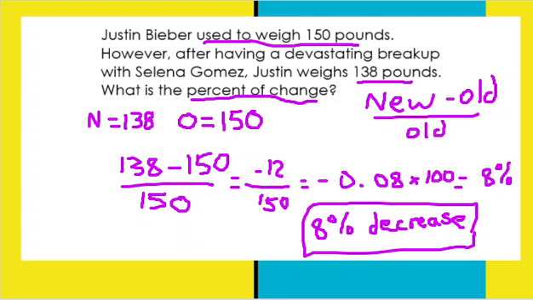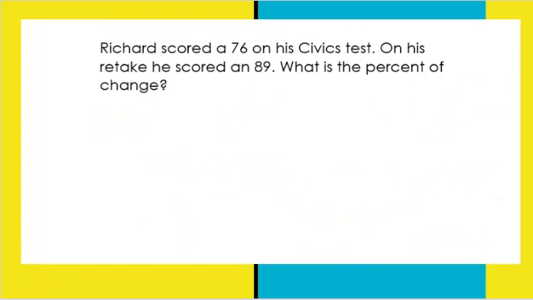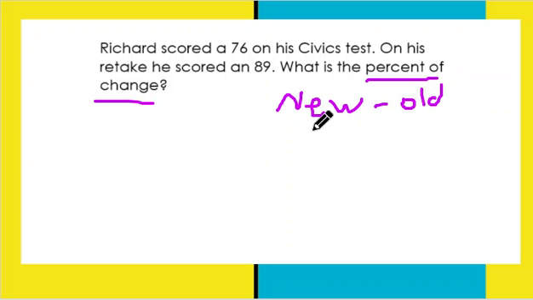Let's do one more example. Richard scored a 76 on his civics test. On his retake, he scored an 89. What is the percent of change? Percent of change. New minus old divided by old. Whenever we see percent of change, we must think new minus old divided by old. All right, we must find out what's our new amount and what is our old amount.